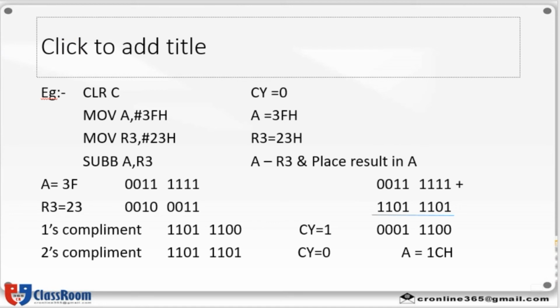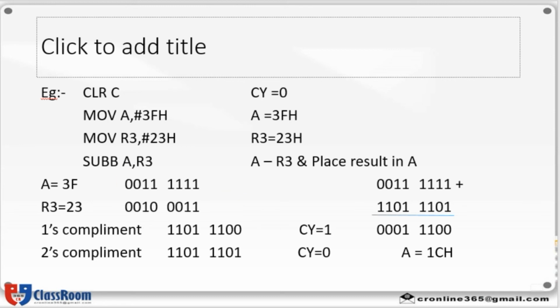What is happening here is that I am denoting this 3F in binary representation. 3F means 3 is 0011, F is 1111. Then the R3 register having the value 23. This 23 I am representing as 0010 0011.